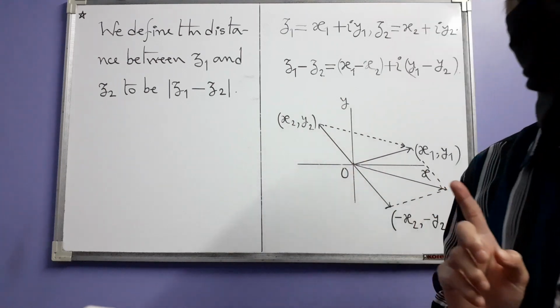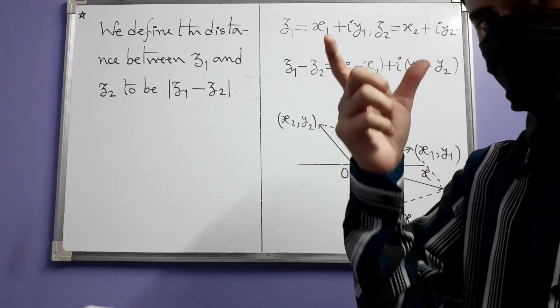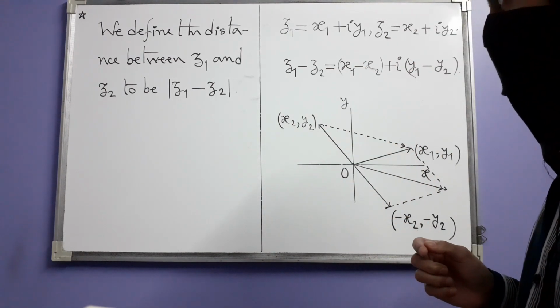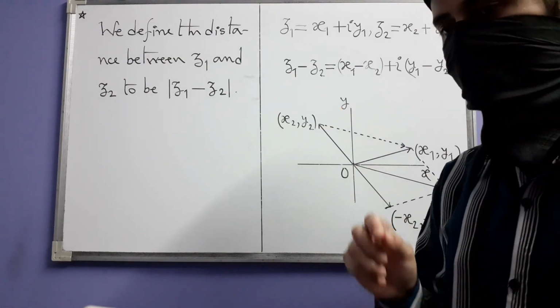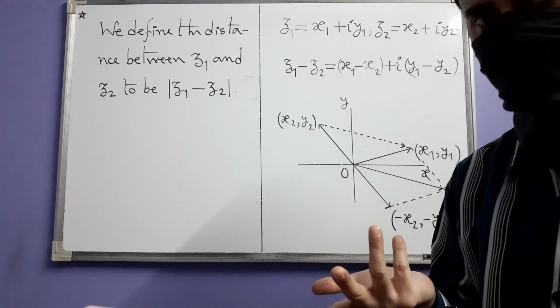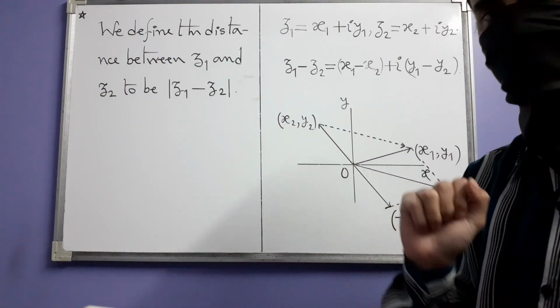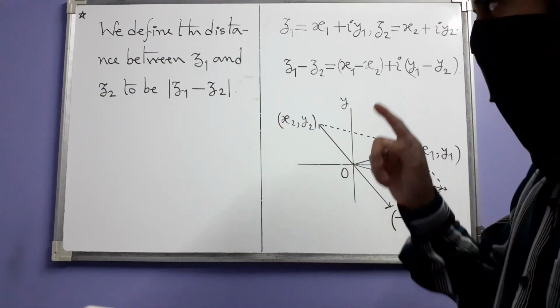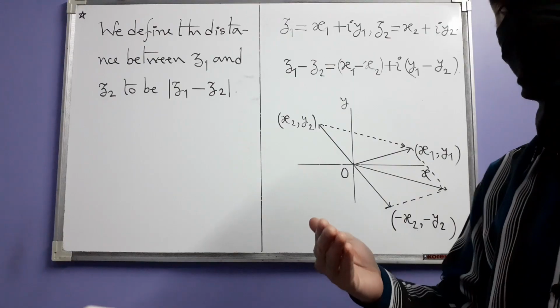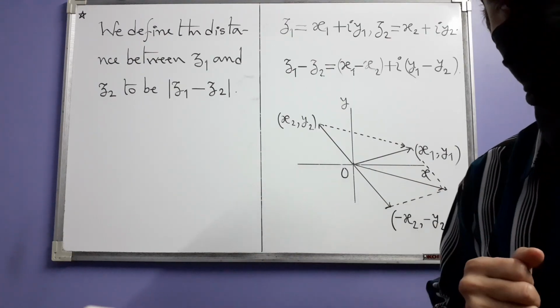What did we see just now? The geometric significance of absolute value: whatever complex number you are having, whose absolute value you are taking, that complex number corresponds to a point in the complex plane. The absolute value is the distance of that point from the origin.